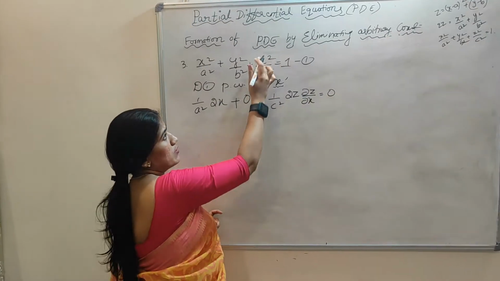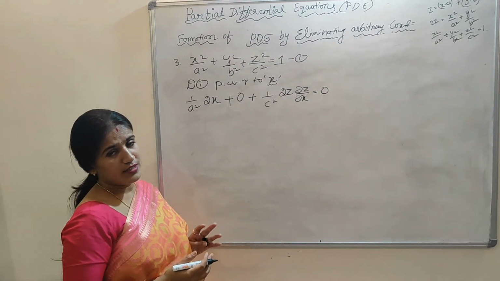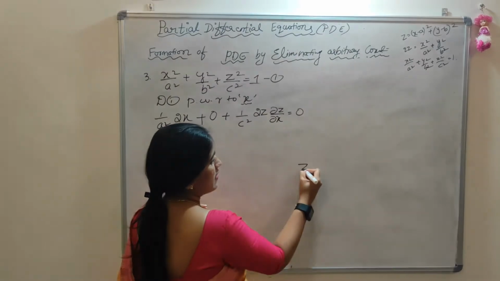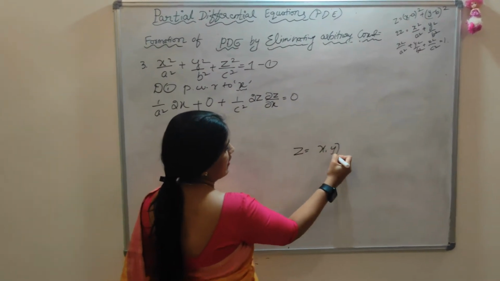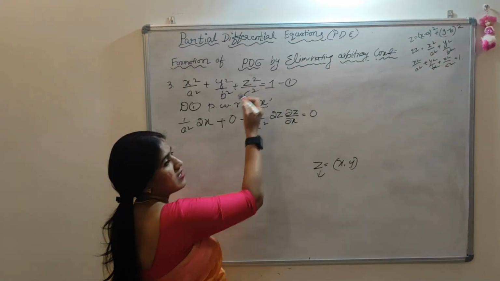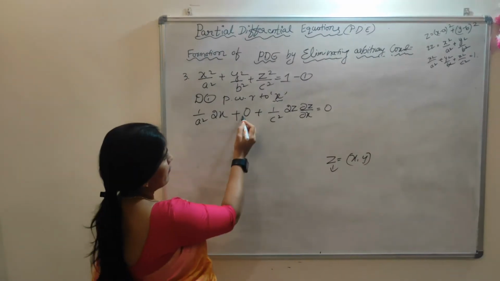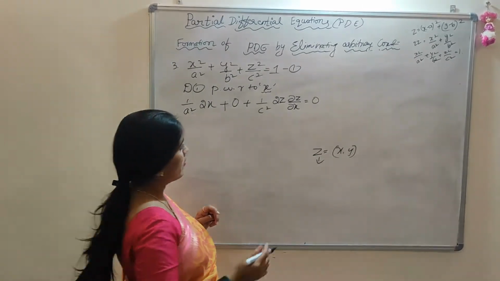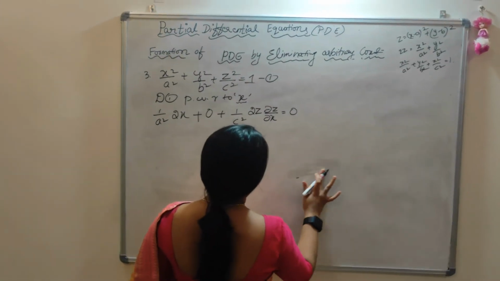Here you should not treat z square as constant. Z is a dependent variable; it is a function of x and y. That's what I want to write. You should not write z is 0. Only for y I have considered treating y as constant, not z as constant. Okay. Now I will do the substitution.